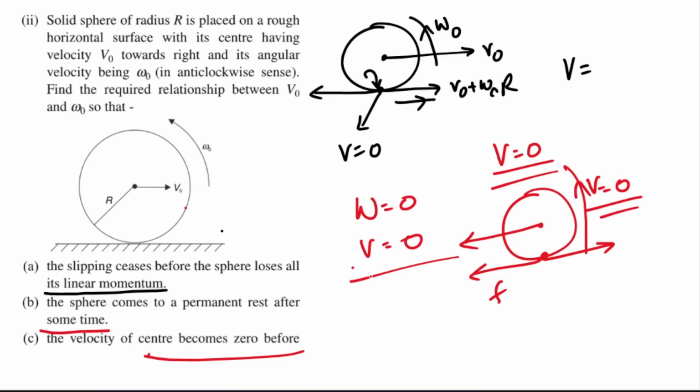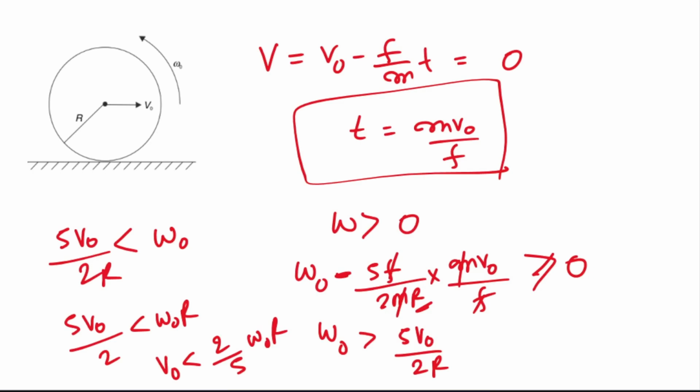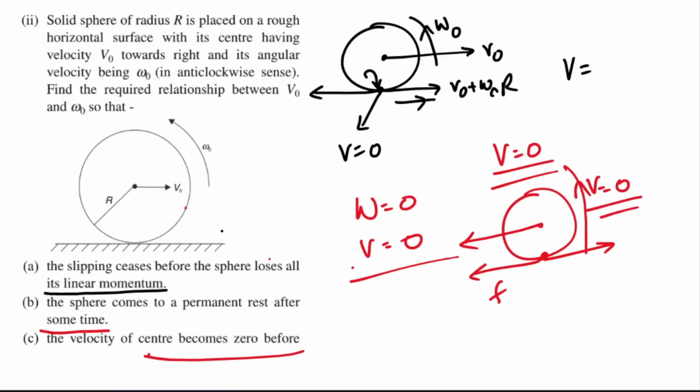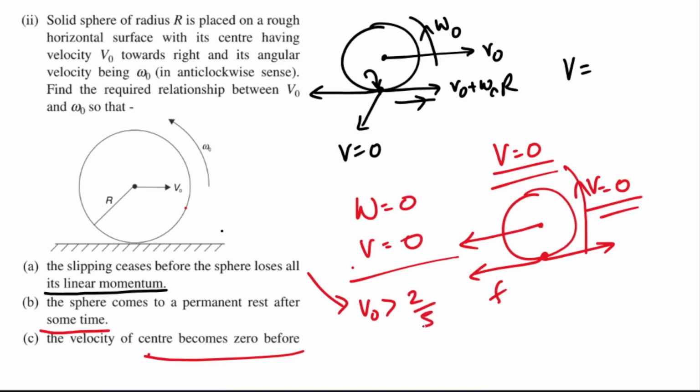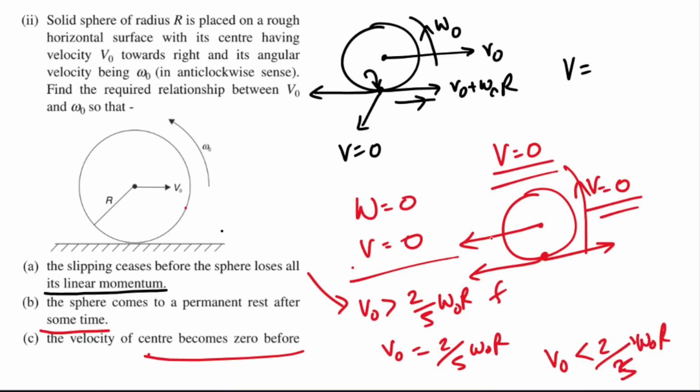So in first case what will you have? What was that? Let me check it. Yes. In first case, V naught, we have got greater than 2 by 5, that was right. In first case, it is greater than 2 by 5 omega naught R. In second case, it is equal to 2 by 5 omega naught R. And in third case, V naught is less than 2 by 5 omega naught R. Okay? So these are the relations.